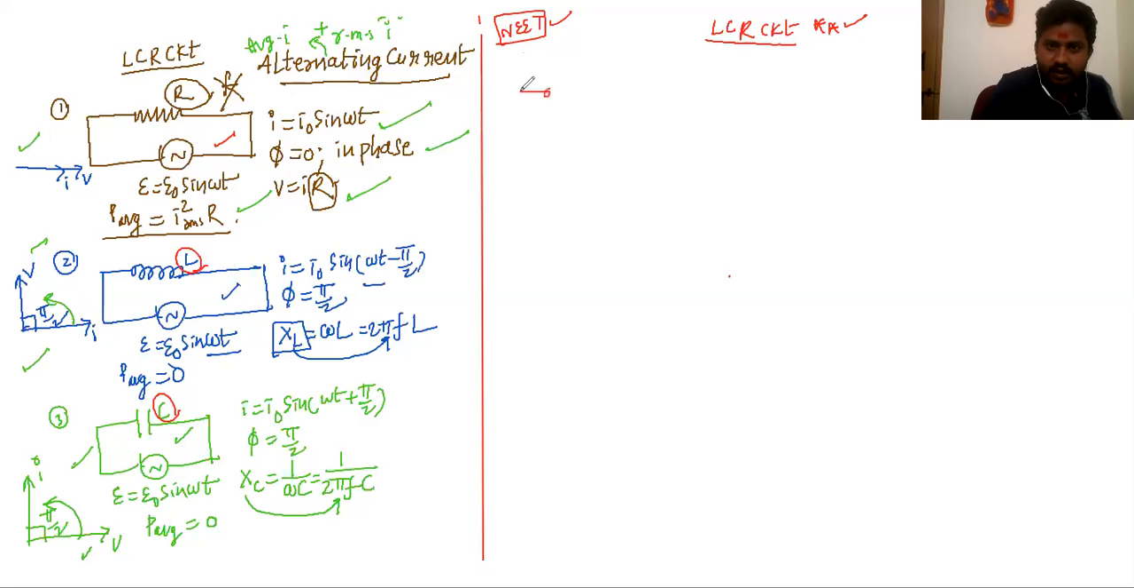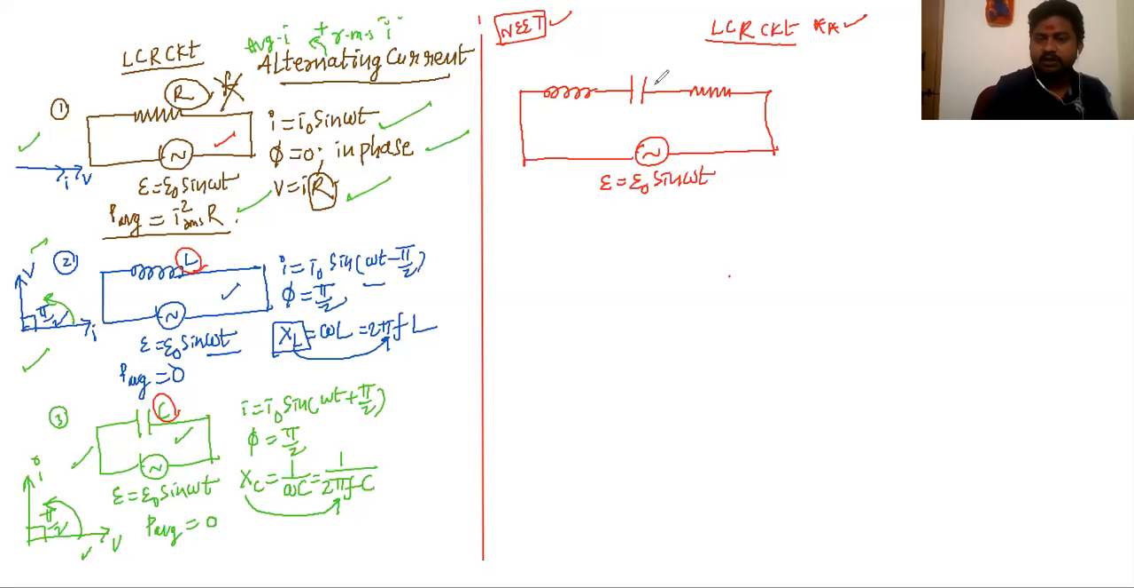So there is L. There is capacitance. Carefully see, there is resistance. This is the circuit, and an alternating source is connected to it. Here the EMF remains the same: E is equal to E naught sine omega t. What happens to its current value? Let us check. This is the inductance L, this is the capacitance C, and this is the resistance R. Now the source is connected.